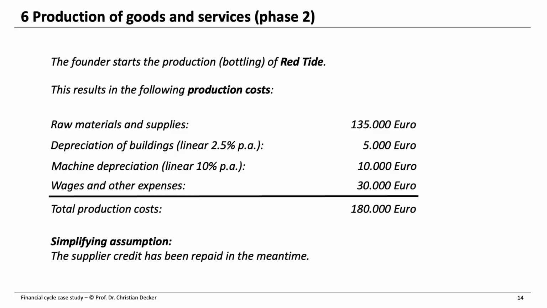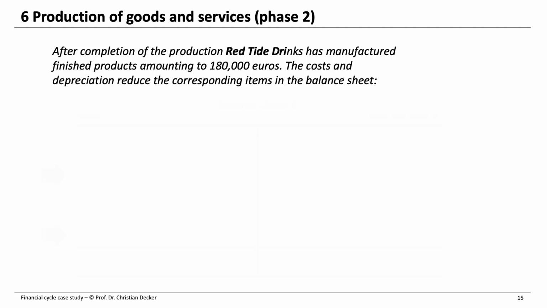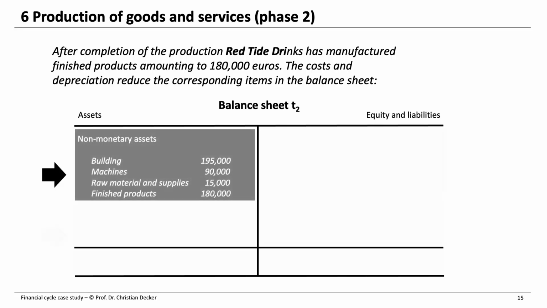For reasons of simplification, we make the following assumption. The supplier credit has been repaid in the meantime. After completion of the production, Red Tide Drinks has finished goods amounting to 180,000 euro. The costs and depreciation reduce the corresponding items in the balance sheet. In the balance sheet T2, the assets reflect the use of capital due to the production of the finished goods. After deducting depreciation of 5,000 euro from the original purchase cost of 200,000 euro, the building is still on the balance sheet with a residual value of 195,000 euro.